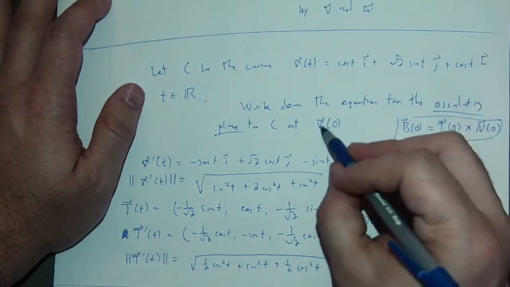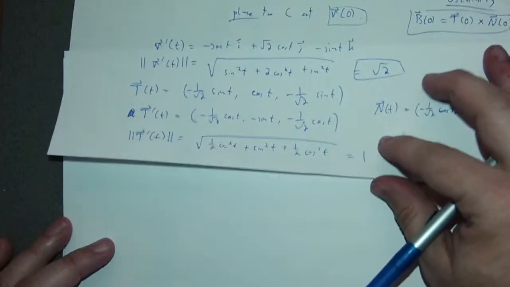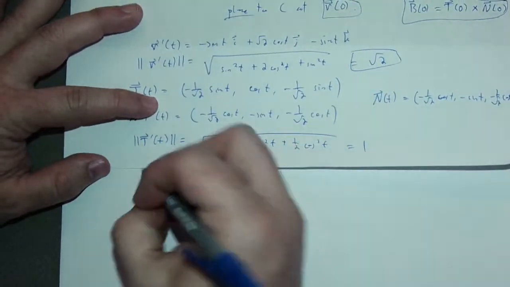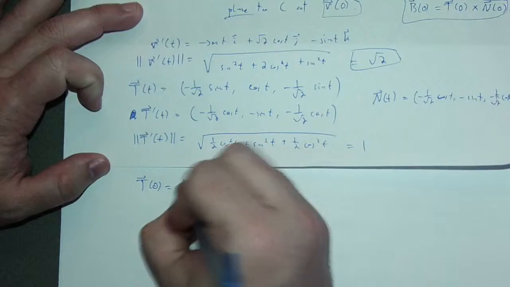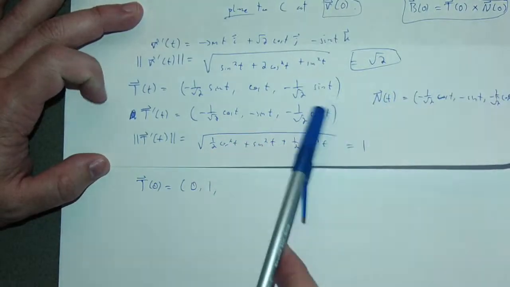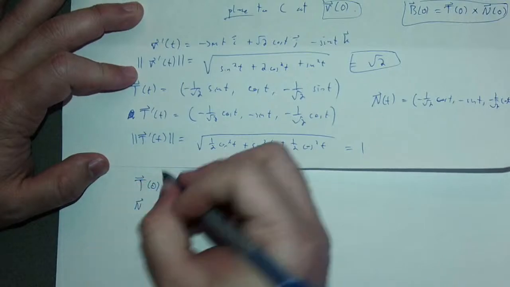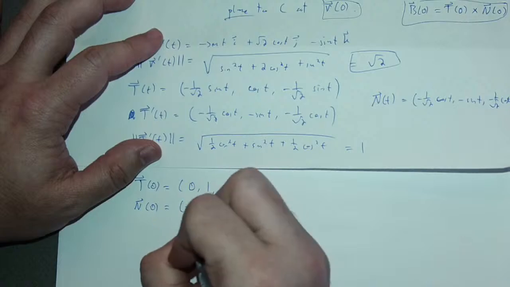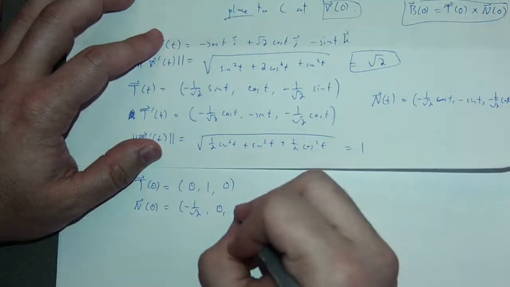Now I have everything I need in order to compute all this stuff. So first of all, let's write out my three vectors. What is T of 0? T of 0 is the vector 0, 1, 0. And N of 0 is the vector minus 1 over root 2, 0, minus 1 over root 2.